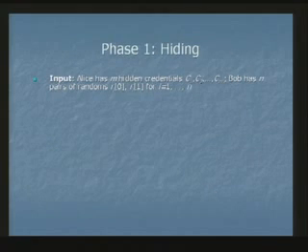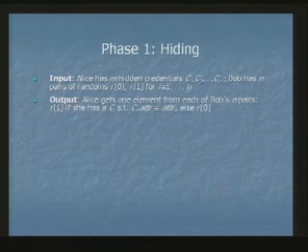The hiding phase is actually the more difficult of the two phases. Suppose Alice has a certain set of credentials C1 through Cm, and Bob has these n pairs of random values that he's generated, ri0 and ri1, each corresponding to some particular attribute. Alice will get one element from each of these pairs, and it will be ri1 if she has some credential Cj, where the attribute for Cj is attribute i.